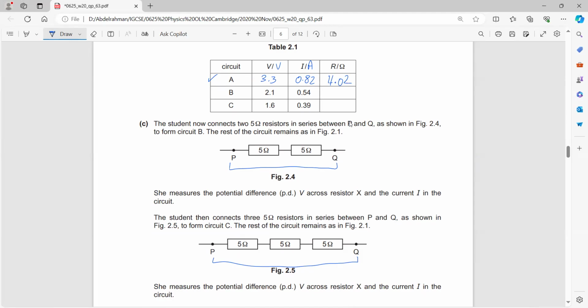The second one? 3.89. The third one? 4.10. Okay. How did we get them? We did R equals V over I. Yes. Okay. Good.